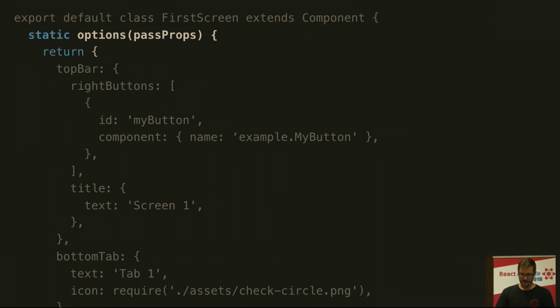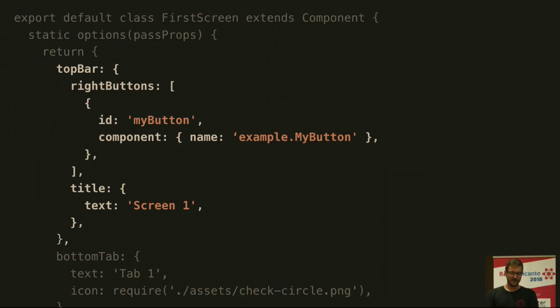So let's add those. If we go to the first screen again, we can create an options static, and within there we need to return an object that has a bunch of options. This is how you configure React Native navigation. You have layout, and then you have a bunch of options that you can configure.